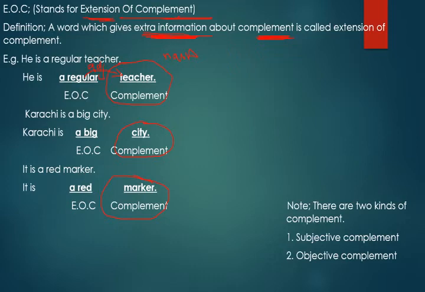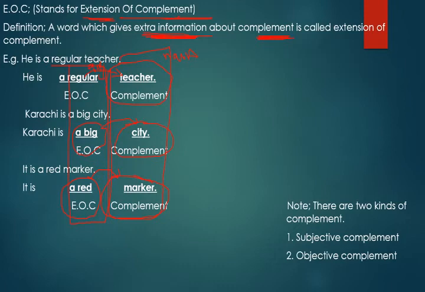Adding something in the meaning of city and telling you the complement, the extension of complement, giving extra information about your complement, that it is a big city. I say it is a marker, but which sort of marker? It is a red marker. Keep in your mind, your complement is always going to be a noun, and your extension of complement is always going to be an adjective. So hope this example will give you the best way to differentiate between complement and extension of complement.